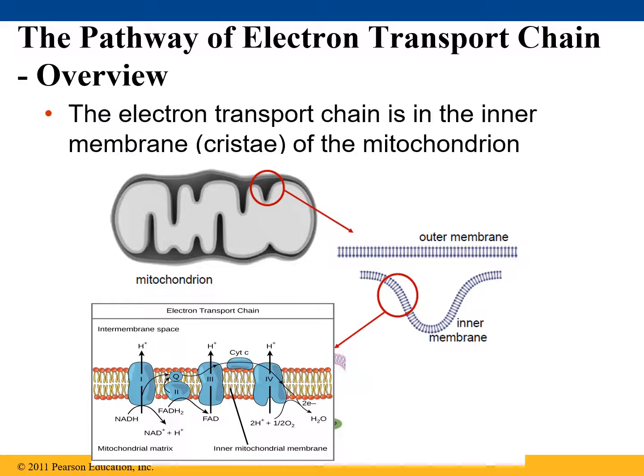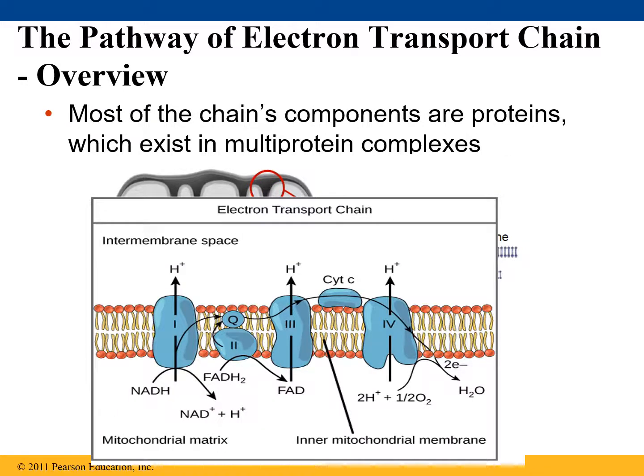So the pathway of the electron transport chain. This chain is in the inner membrane of the mitochondrion. So citric acid cycle, we were in the matrix. Now we're talking about this space, this membrane, and this space right here. So if we zoom in, we're looking at that particular membrane, which would be right here. And then we're looking specifically at these proteins shown in greenish blue here. Those are the proteins of the electron transport chain. So most of the chain's components are proteins, and they exist in these things called multi-protein complexes because you got a bunch of proteins and they're all kind of stuck together.